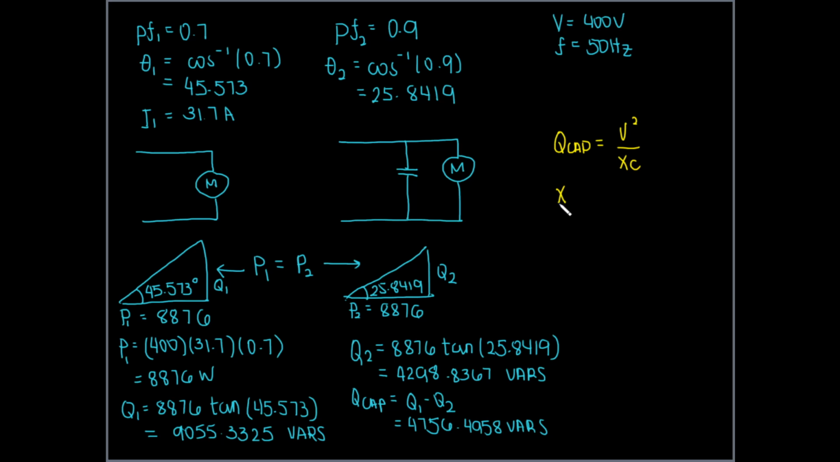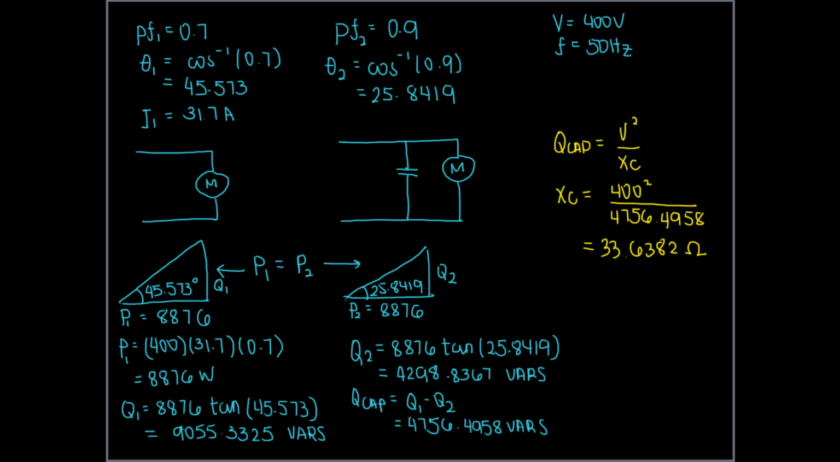There. So it can give us now the value of capacitive reactance, which will be equal to 400 squared divided by the Q capacitor, 4756.4958, and this must be 400 squared divided by answer, 33.6382. There, right?